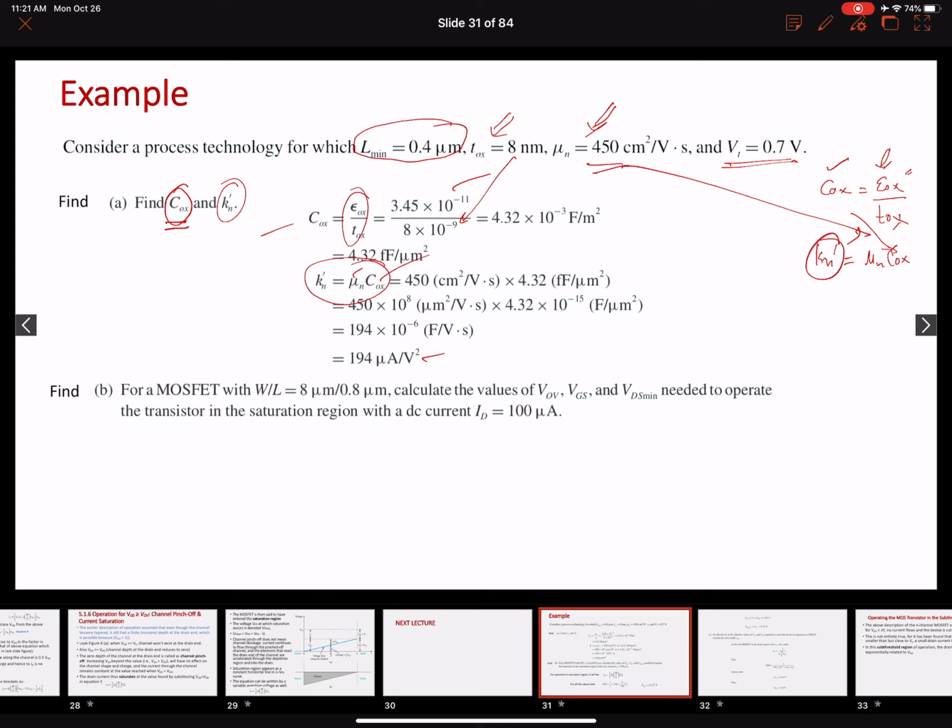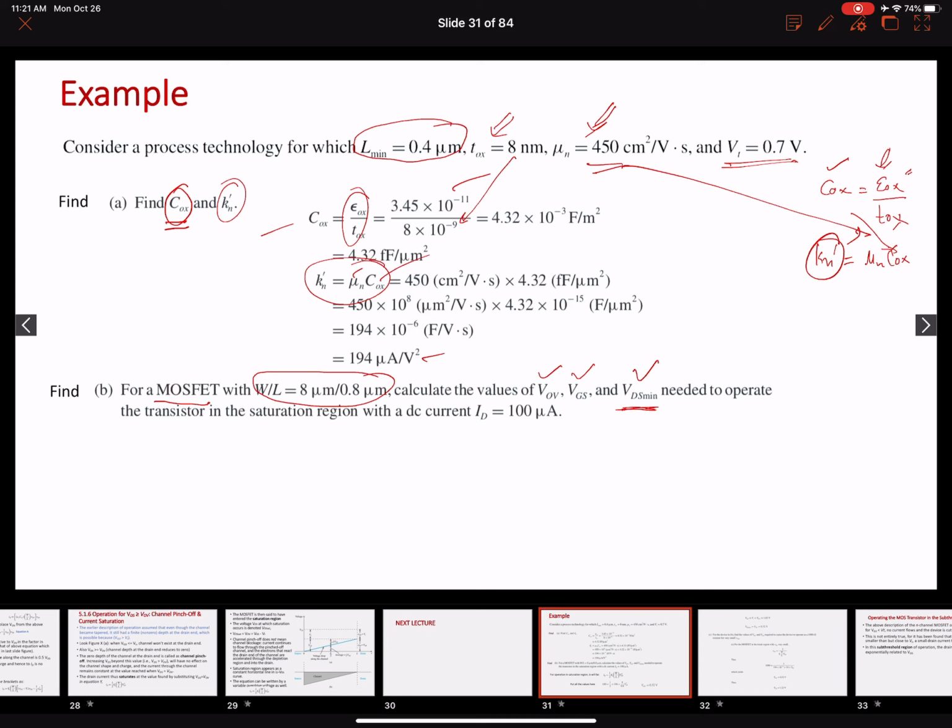Now we are given the aspect ratio of that MOSFET as well. For that MOSFET, our ratio of the width to the length of the channel is 8 microns to 0.8 microns. And we need to calculate the values of the overdrive voltage, the gate to source voltage, and the minimum drain to source voltage. We're going to come back to this minimum point here. And yes, we need the VDS min needed to operate the transistor in the saturation region with a DC current of 100 microamperes.